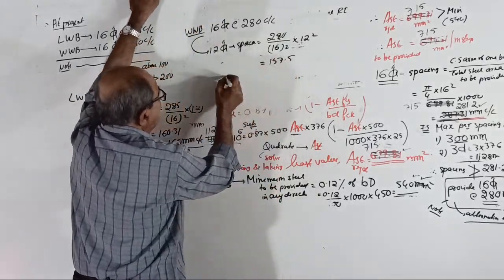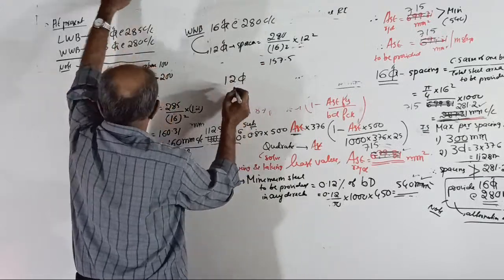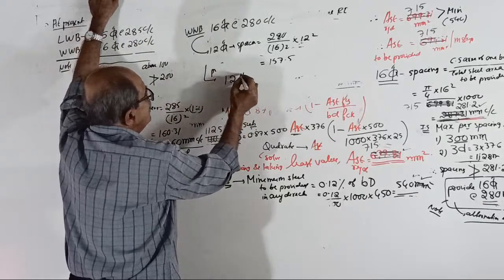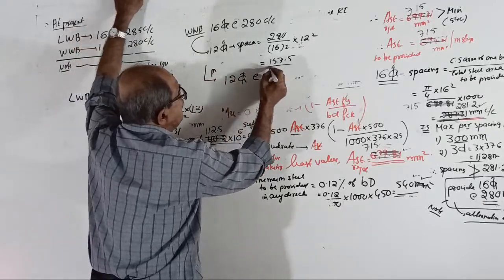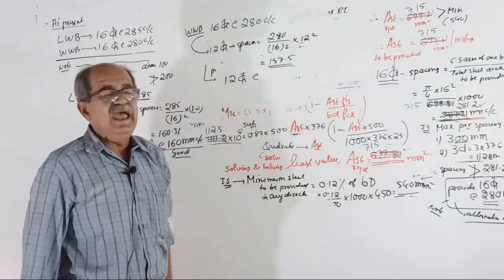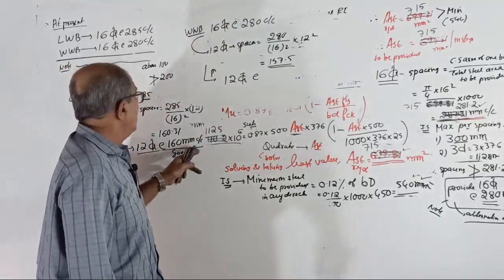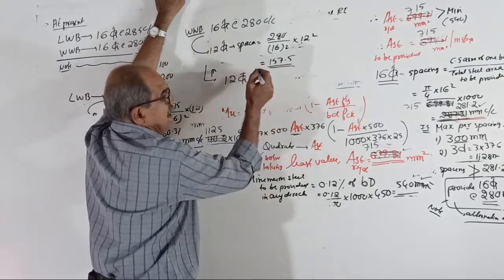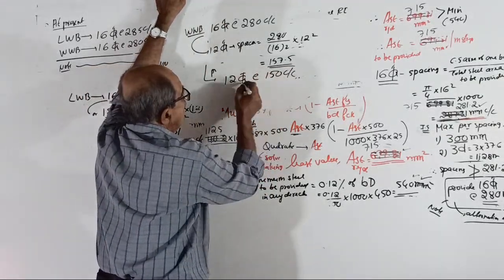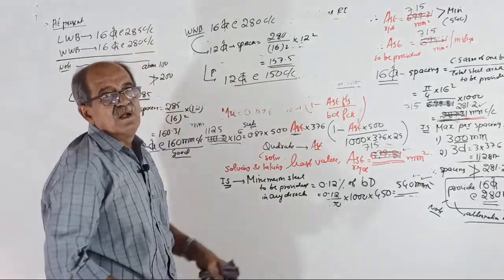157.5 came. So provide 12 tor at 157.5. Round off to the lesser side. Say that is 160. How much? Tell me. A little liberal. Tell me. Liberal. 150 center to center. Okay. Right. A little liberal.